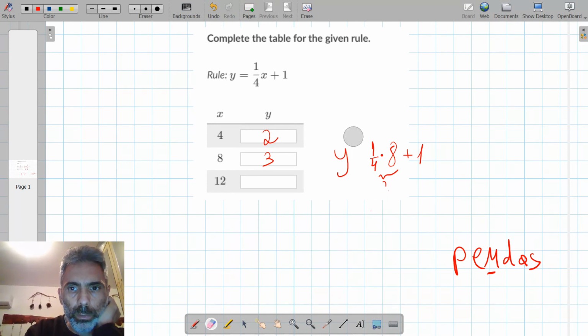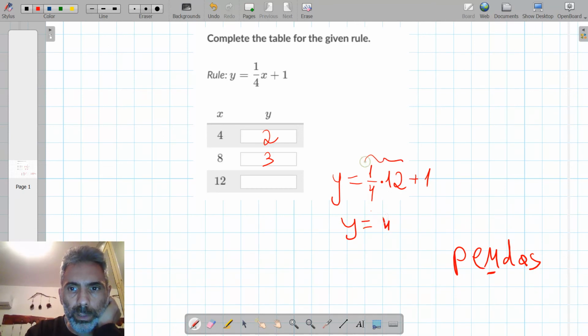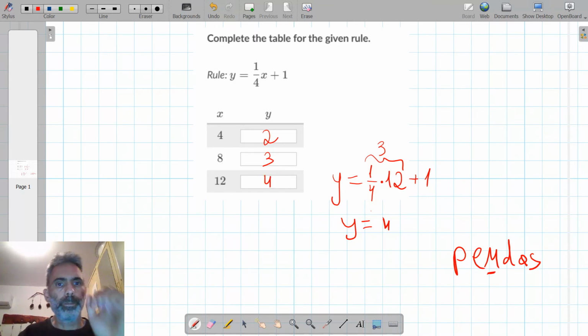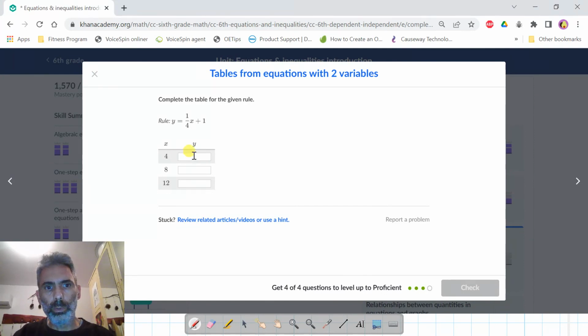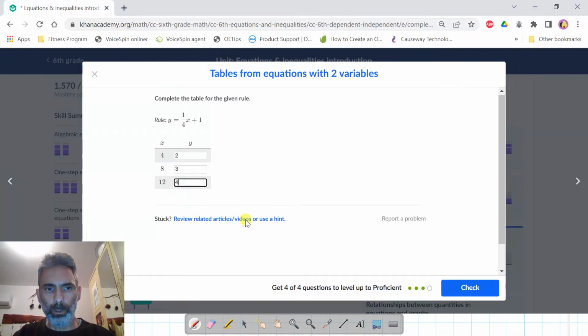And in the third row, we know that x equals 12, and here y equals 1/4 times 12 plus 1. 1/4 of 12 is like 12 divided by 4, which is 3. 3 plus 1 is 4, and here y is 4. So in the first row, y is 2. The second row, y is 3. Third row, y is 4.